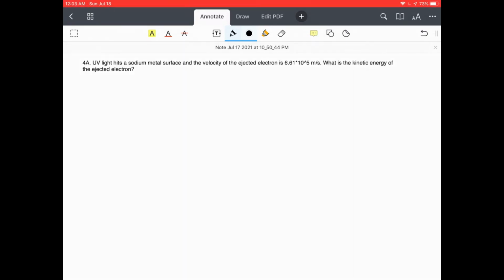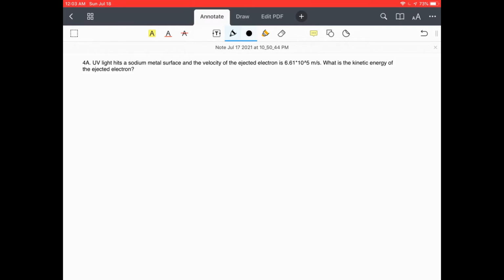Alright, so these next three questions will be about the photoelectric effect, and they'll all be related to each other. So here's the first part. UV light hits a sodium metal surface, and the velocity of the ejected electron is 6.61 times 10 to the 5th meters per second. What is the kinetic energy of the ejected electron?